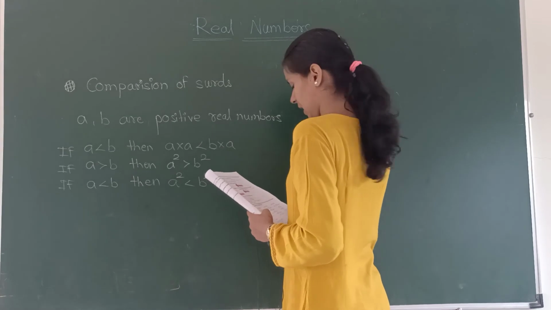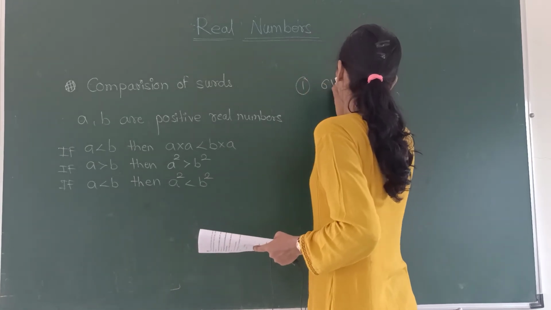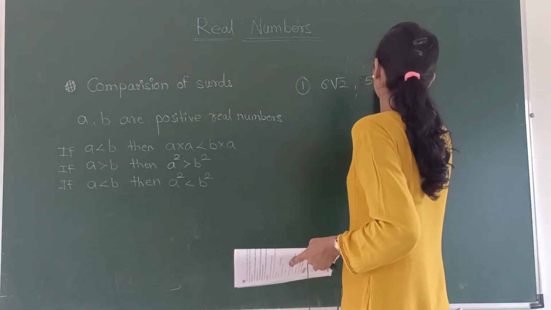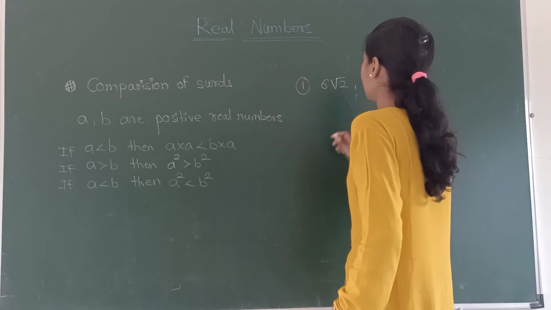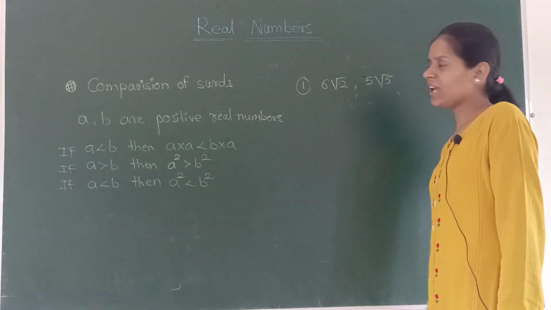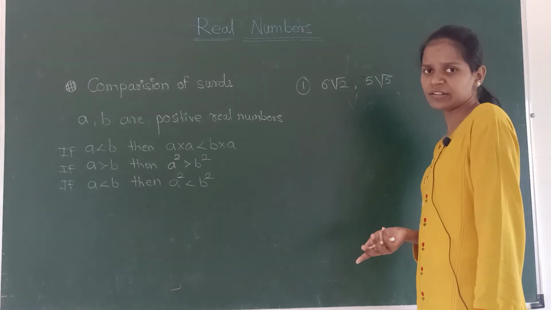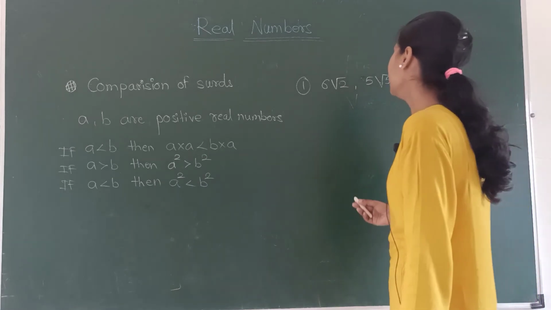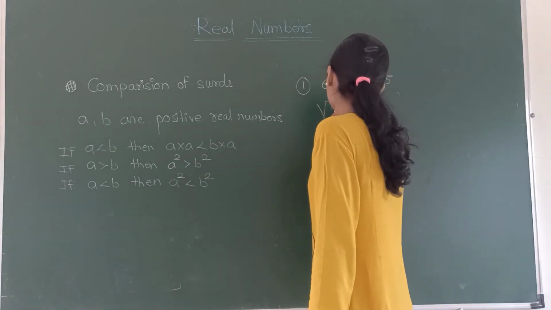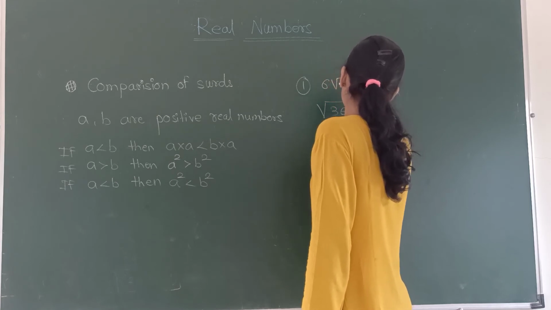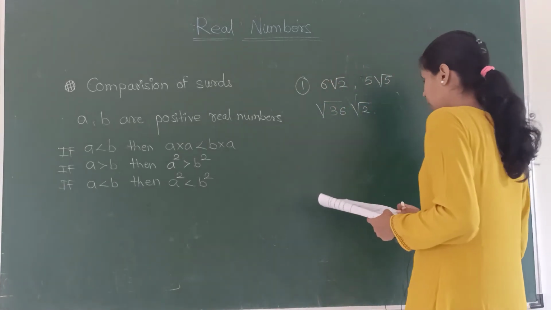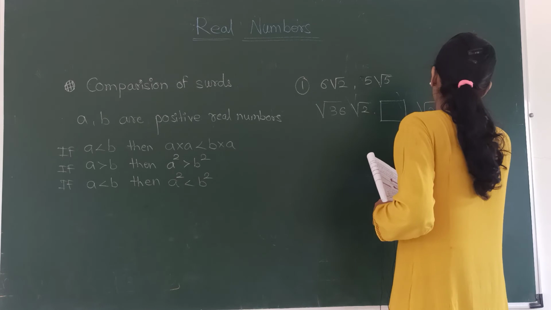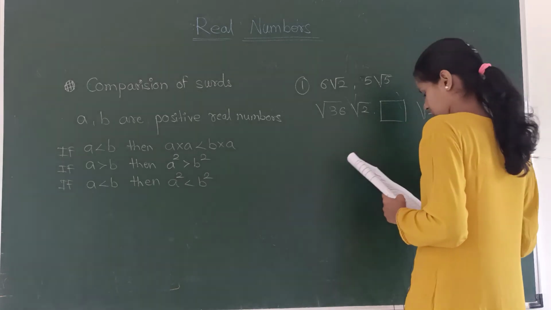The example is 6 under root of 2, and 5 under root of 5. Now, by looking at this example, can you tell which is bigger or smaller? No, we can't. So we have to simplify this further. What we will do? We will write this under root. We don't know if it is smaller or bigger. So, 25 into under root of 5.